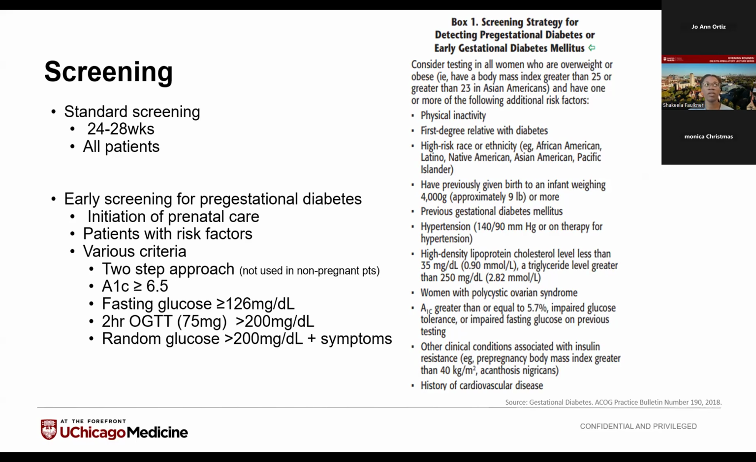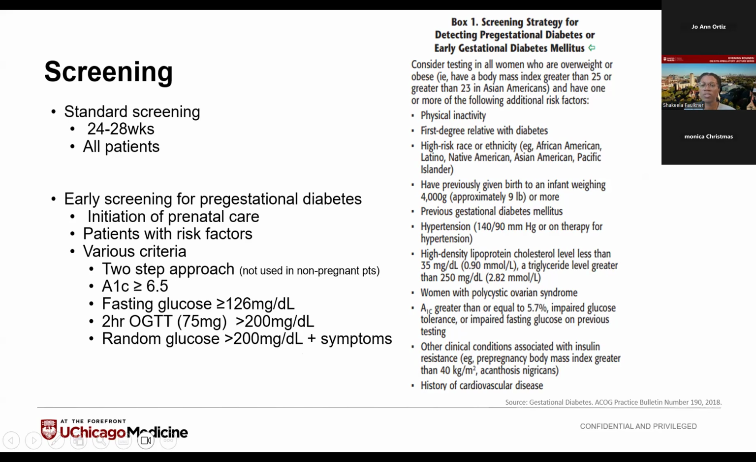Usually in pregnancy, the A1C can be falsely lowered, so if you're still reaching type 2 diabetes cutoffs, you can be fairly confident that if anything, it's actually a little bit higher than what you're seeing. And then again, the same criteria used for type 2 diabetes apply. So there's fasting above 126, the 2-hour greater than 200, and the random glucose of 200, non-fasting, that has symptoms.